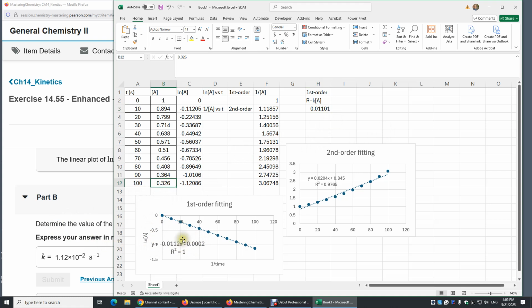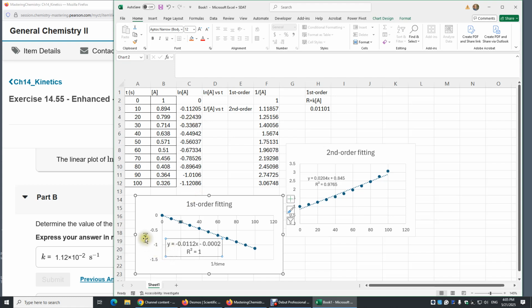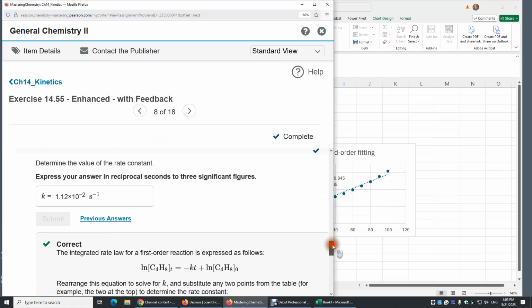The best way to get the rate constant is to use all the data. That means you need to plot the natural logarithm of the concentration of A versus time. You will get this linear equation for a first order reaction. The slope is negative K. So K is negative slope. That's how we tackle part B.